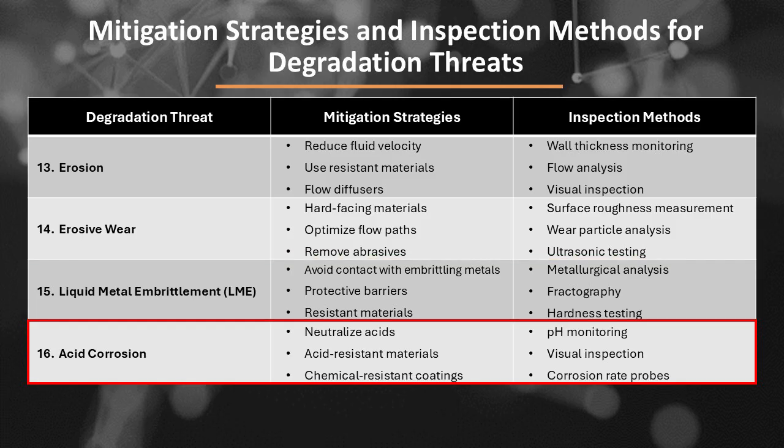Degradation threat number 16, acid corrosion. Mitigation strategies for acid corrosion may include neutralize acids, acid-resistant materials, and chemical-resistant coatings. Inspection methods for acid corrosion may include pH monitoring, visual inspection, and corrosion rate probes.